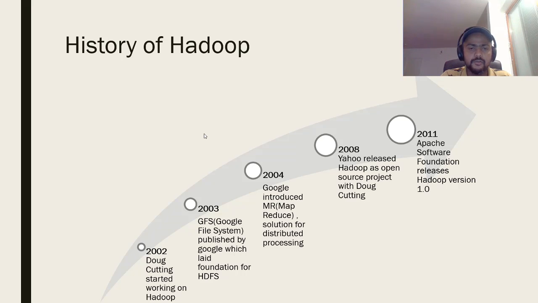Then moving on, around 2004, Google also introduced the concept of MapReduce, which basically changed the whole scene of distributed computing, and the MapReduce solution was basically tailor-built for distributed computing.